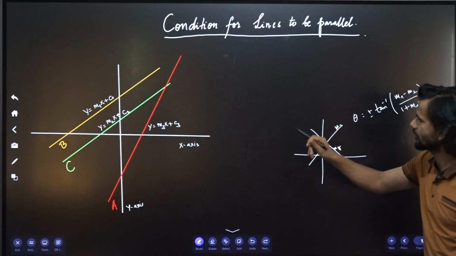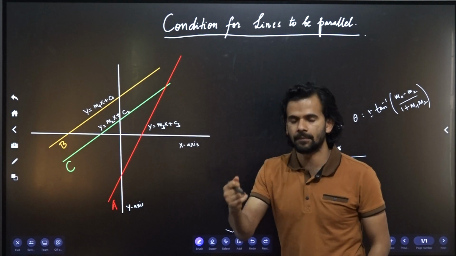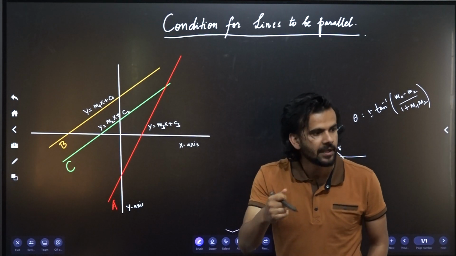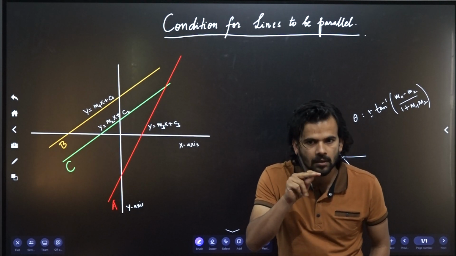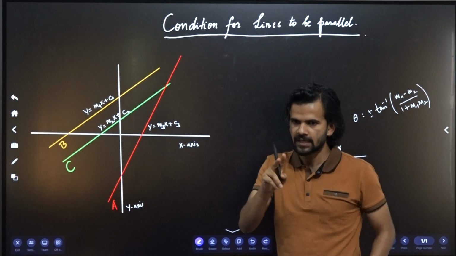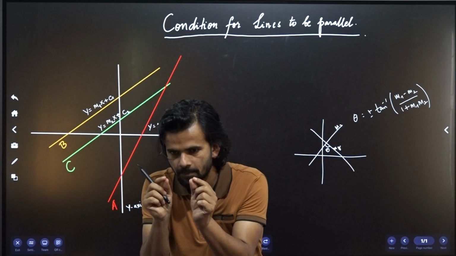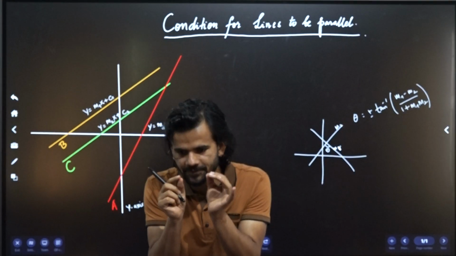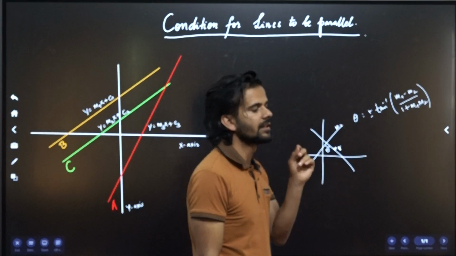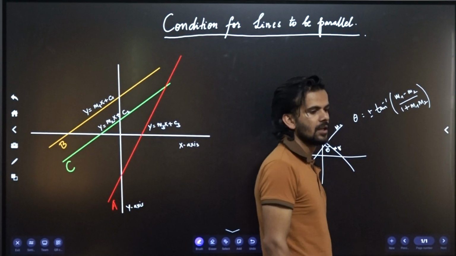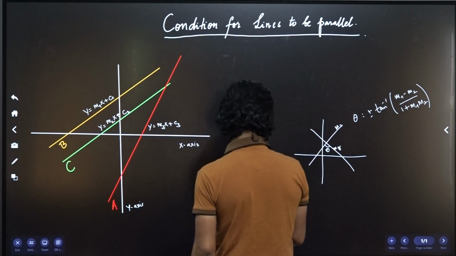So if you want to find the angle between B and C, the angle is 0, right? If two lines are parallel, the angle between these two lines, never forget this, the angle between the parallel lines, how much is it? 0. So theta is 0. Alright, so let's do that job.